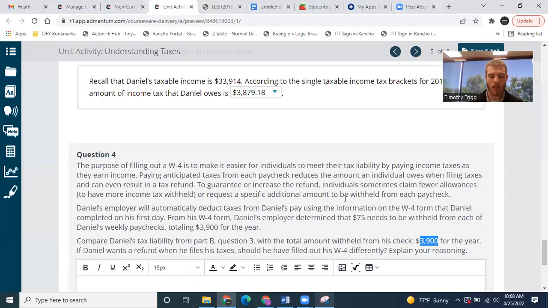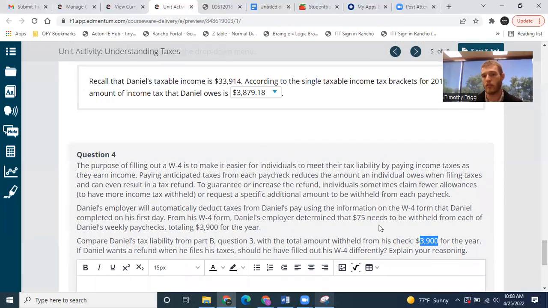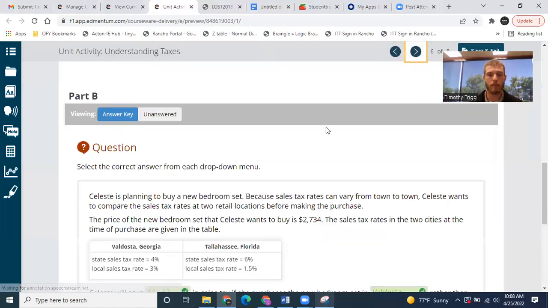So his refund in this case is going to be $20.82. Again, it's just subtracting these. So I want you to explain that according to this information, Daniel is going to get a tax refund, in this case $20.82, because he ends up paying more in taxes throughout the year than he actually owes. Okay. All right. So I explained it. Hopefully that made sense, and hopefully you could explain it right here in your own words. Okay. All right, let's go ahead and move on to the next page, page 6.